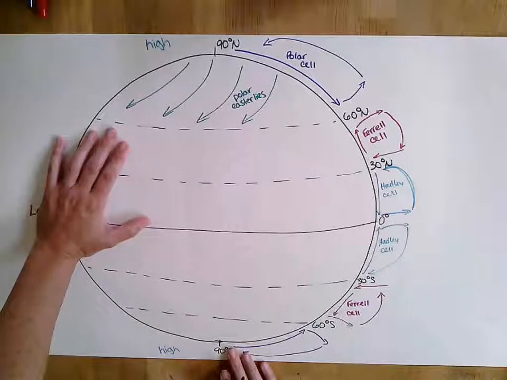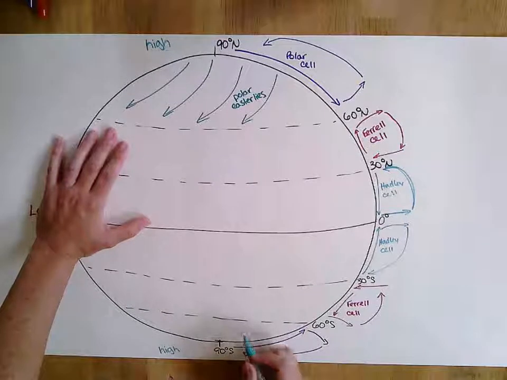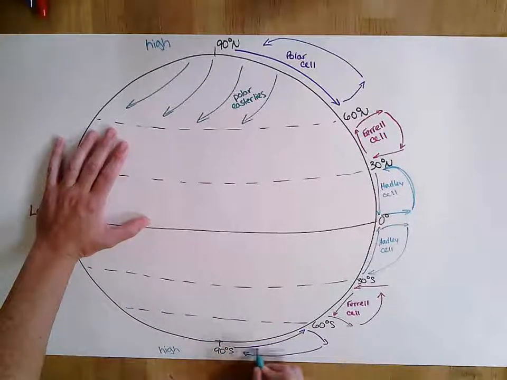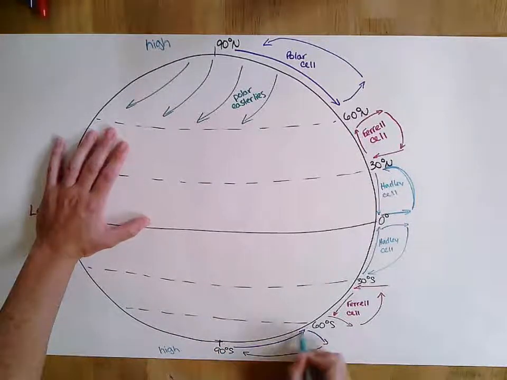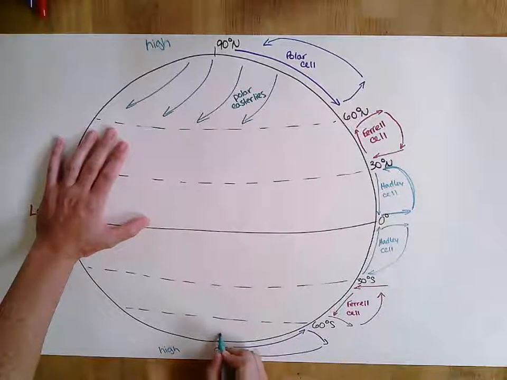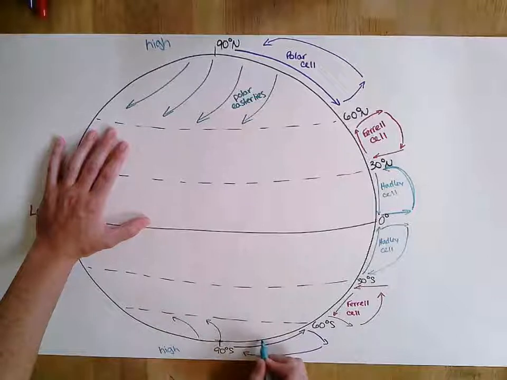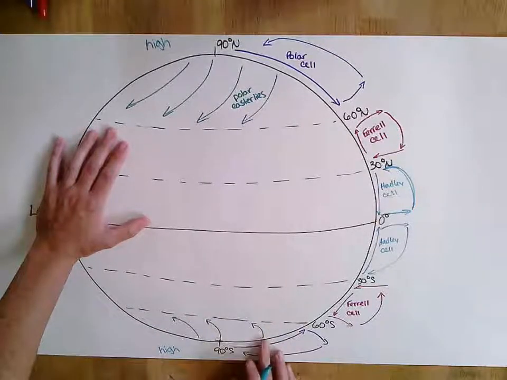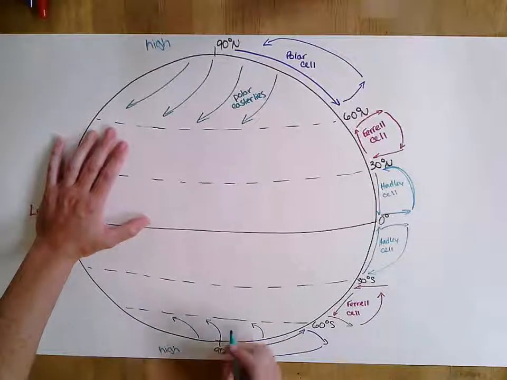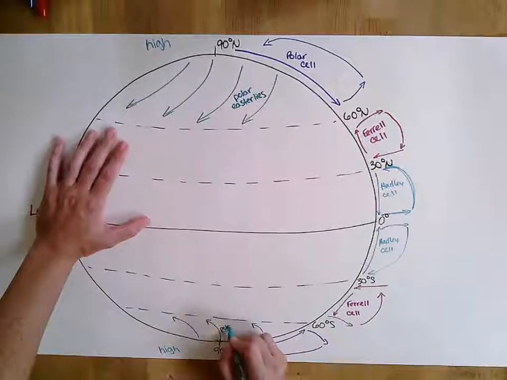All right, in the southern hemisphere, again, we have winds that are going north, and since they're in the southern hemisphere, they turn to the left. But these are still going from the east to the west, so these are still called the polar easterlies.